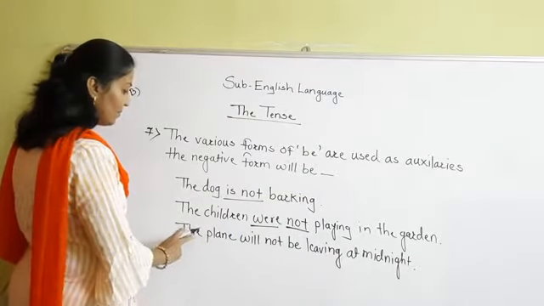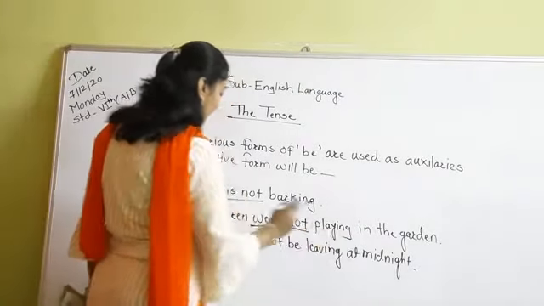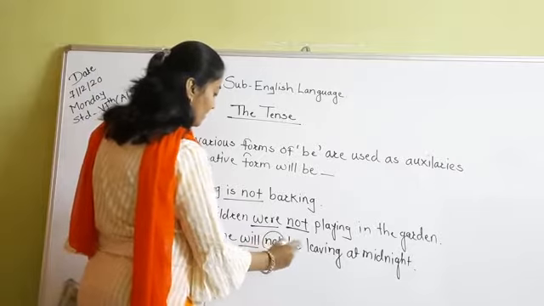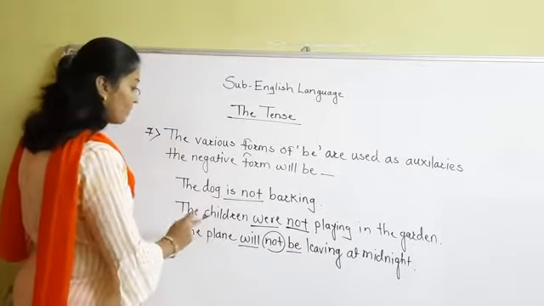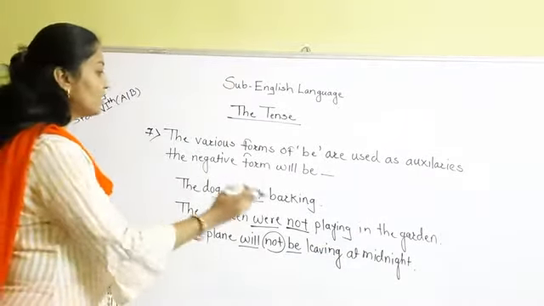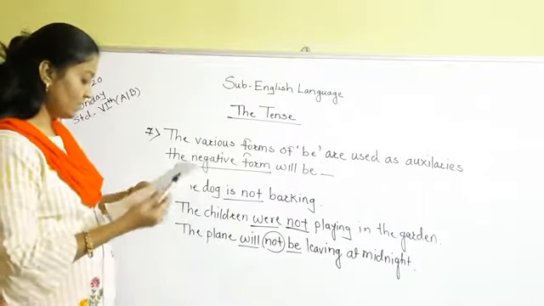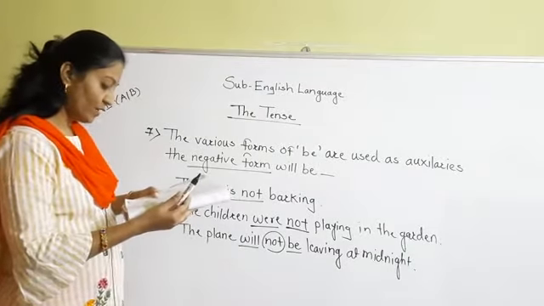Now see the third one. The plane will not be leaving at midnight. So which is our auxiliary? Will. Okay. The plane will not, and we have added not after this auxiliary. The plane will not be leaving at midnight. So like this we have made the negative sentences. We are forming the negative sentences, and for that you only have to add not after the auxiliary verb. Okay. So have you understood this rule? Now let's move forward.